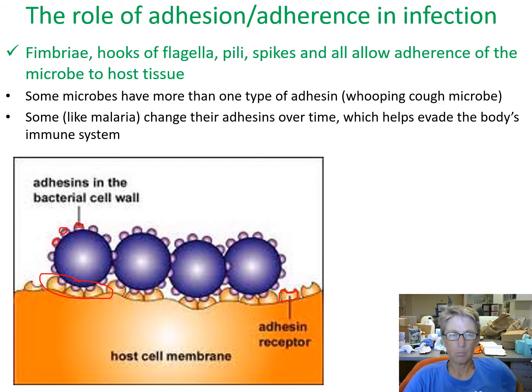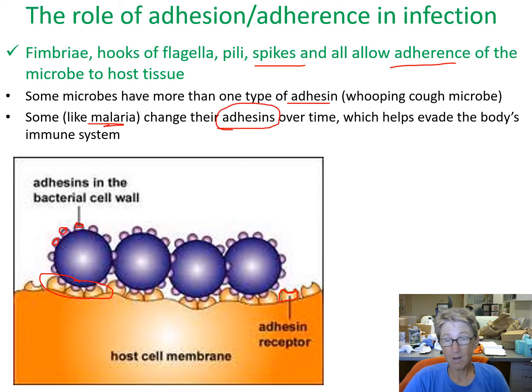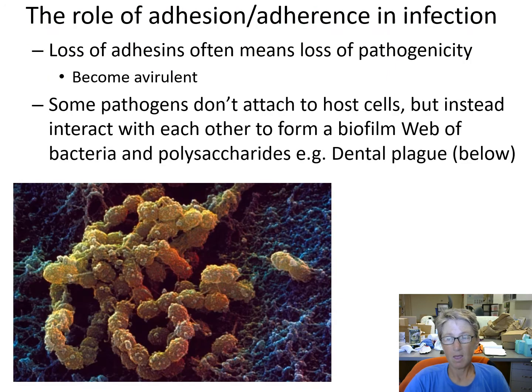So things like fimbriae, the hooks on a flagella, pili, spikes on viruses, they all allow adherence of the microbe to the host tissue. Some microbes have more than one type of adhesion, and some, like malaria, change their adhesions over time, and that helps them to evade the body's immune system in the evolutionary arms race between us and microbes. If you lose your adhesions, you often lose your pathogenicity. You become avirulent. That means you're not virulent anymore. If you put an A in front of a word, it means the opposite of that word.